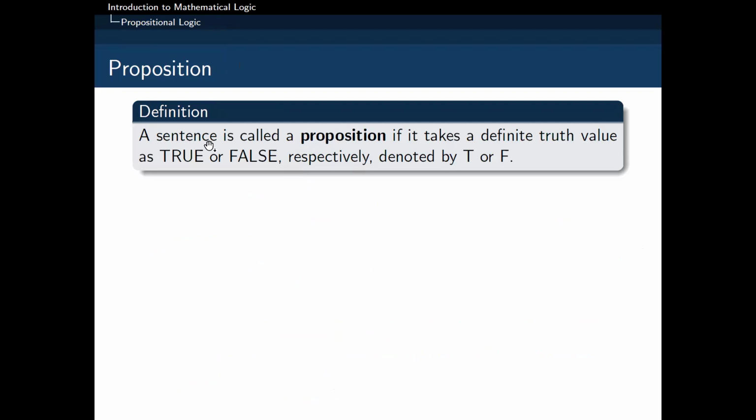A sentence is called a proposition, sometimes also called a statement, if it takes a definite truth value, true or false, respectively denoted by T or F.